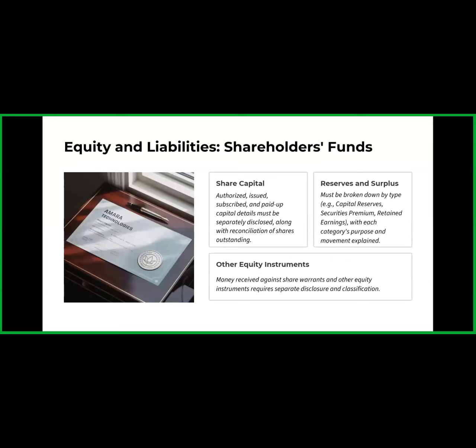For share capital, that is the equity, the government says the authorized, issued, subscribed, and paid up capital details must be separately disclosed along with the reconciliation of the shares outstanding. So the government wants detailed information regarding the authorized, issued, subscribed, and paid up capital. What are these terms?